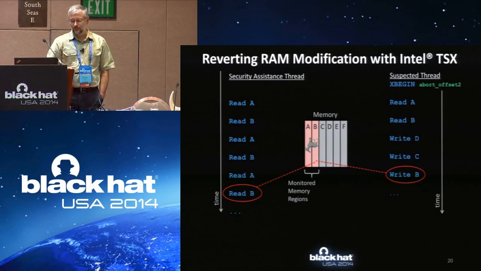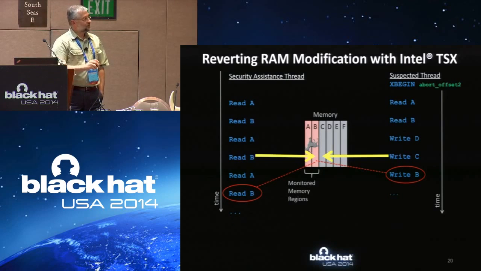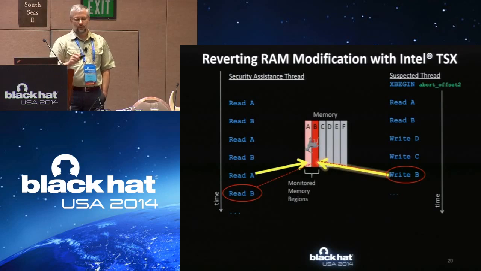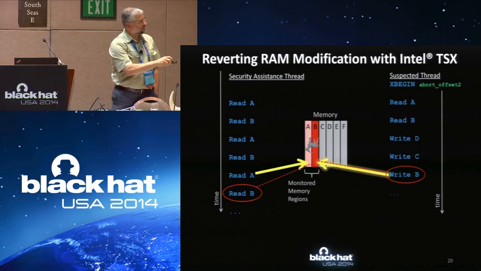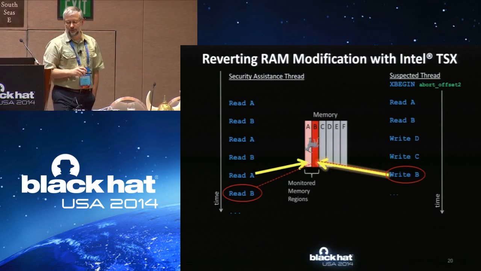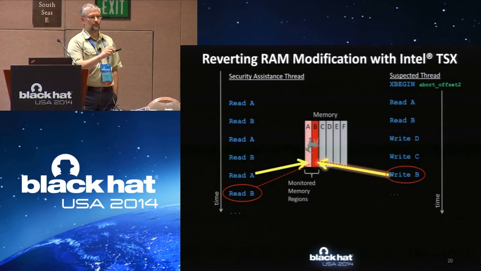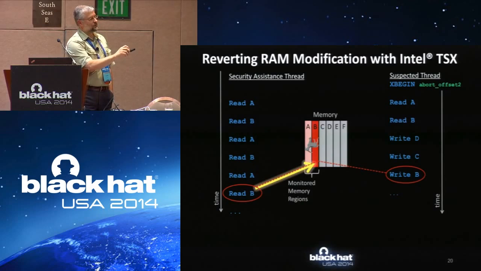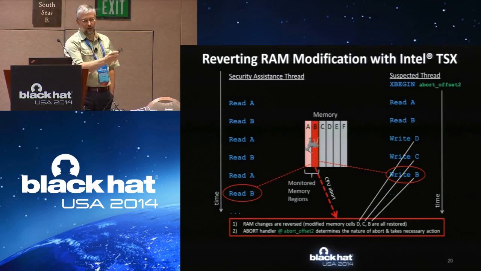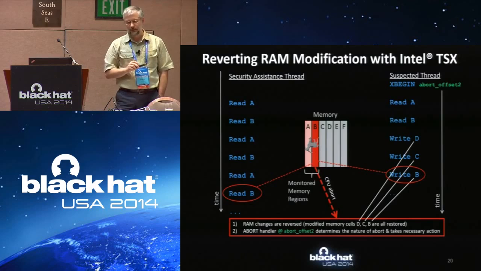And that suspected thread does a write to a different cache line, called D in this slide, then to C, and then to B. B is what we want to protect. So at that point, we see that this cache line is marked red, and any subsequent access to that memory cell or cache line with the security thread to the same location will create an abort. So it instantly created by the CPU.